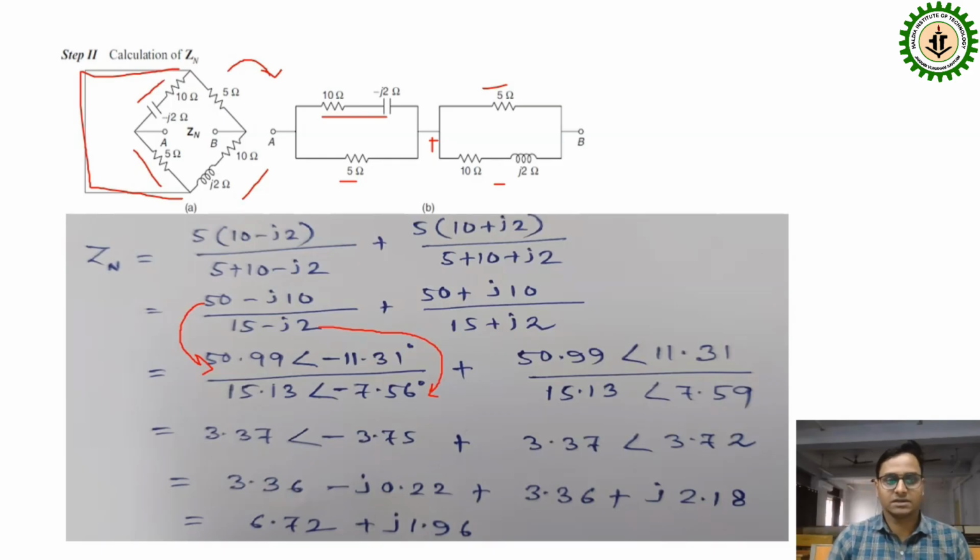Again, you can see here both are in polar form, so again you need to convert this polar to rectangular. After converting rectangular to polar, you will be getting this value. For this one, converting from polar to rectangular, you will be getting this. So you need to add this real part to this real part, and this imaginary part to this imaginary part. After this, you will be getting this one.